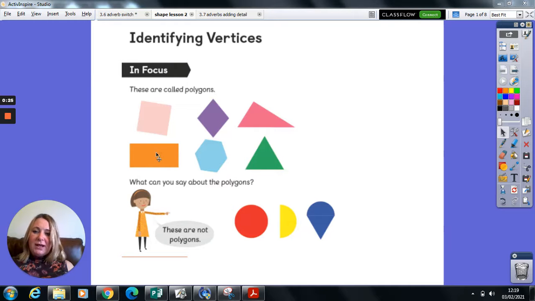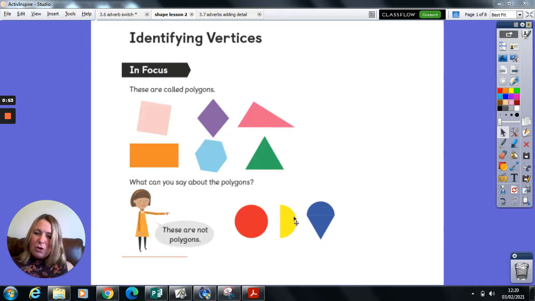So here we have a collection of shapes. These are all polygons. Polygons. What can you say about the polygons? So look very carefully. I can see some different numbers of sides in those shapes and some different types of shapes there. But what do they all have in common? Well, let's have a think.